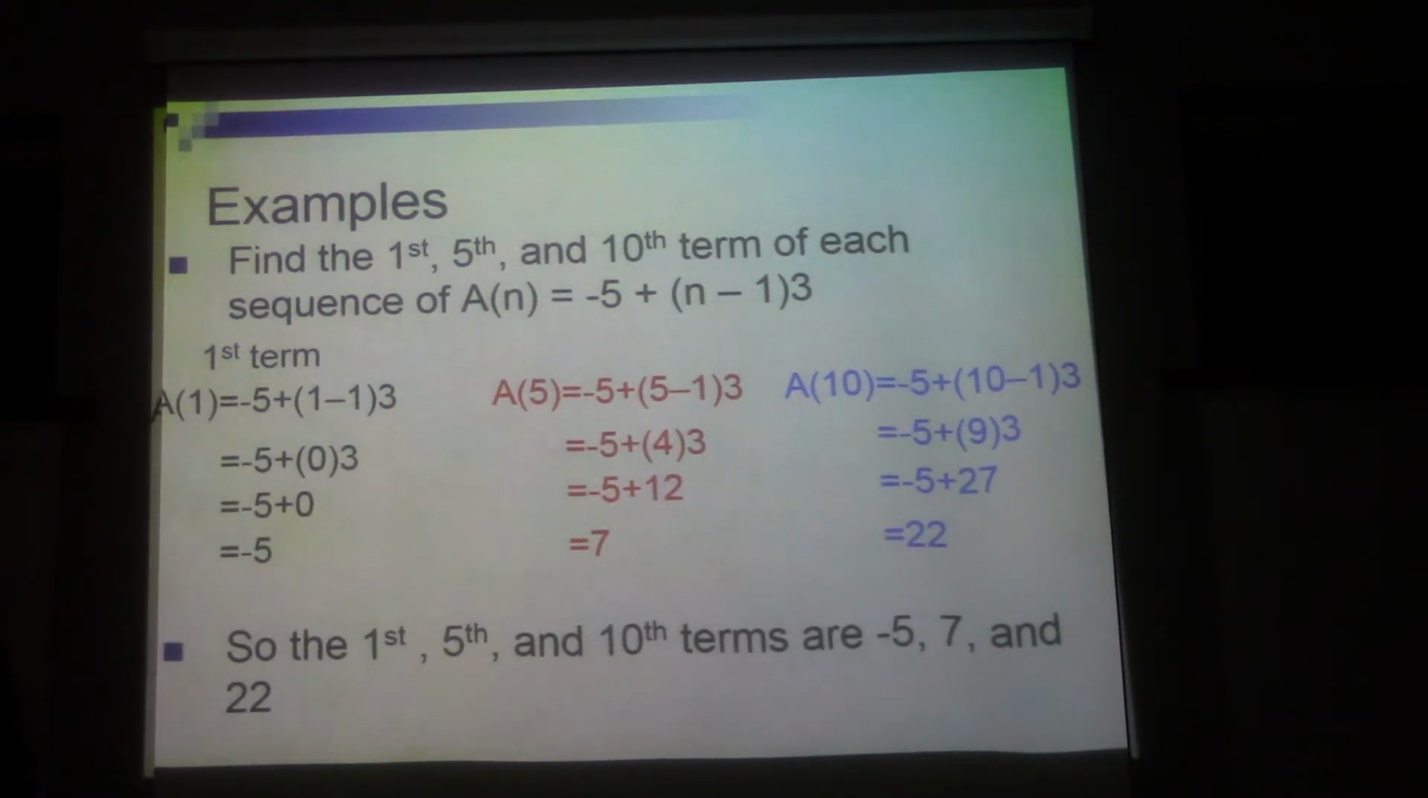So that's our lesson for today, looking at arithmetic sequences. Again, an arithmetic sequence is a sequence that you find by adding or subtracting.